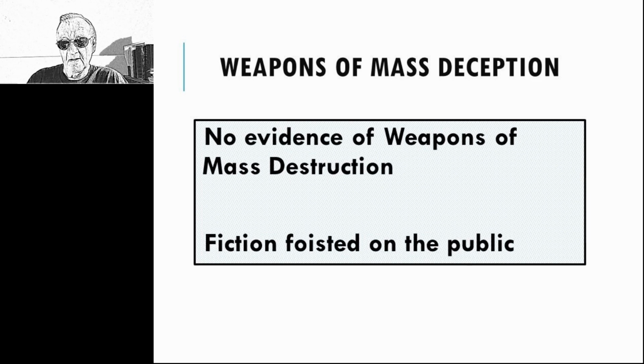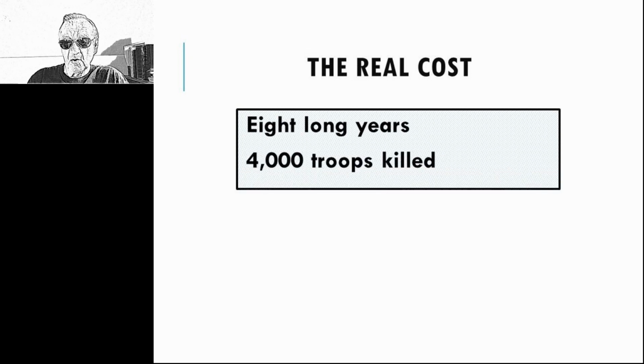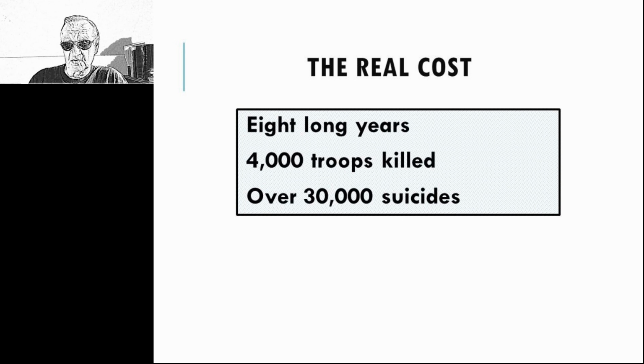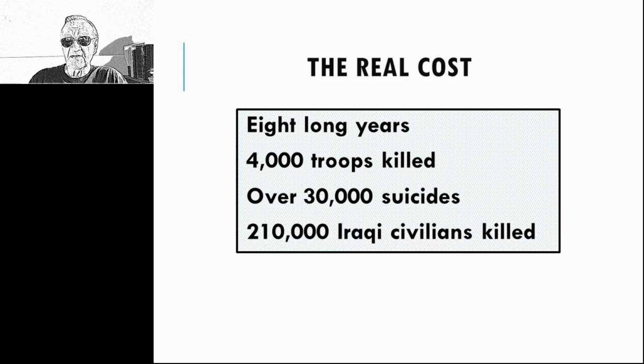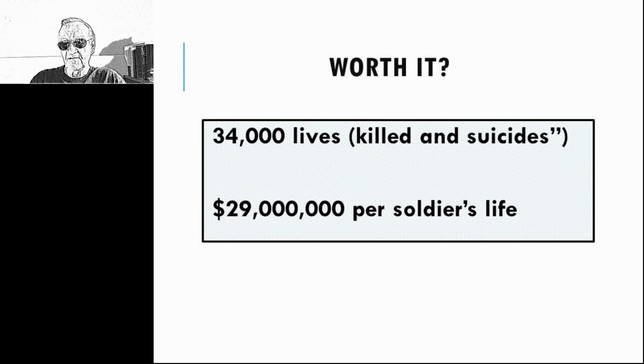So, send in the troops anyway. Then what? 8 years go by. More than 4,000 troops killed. Over 30,000 suicides among those troops. At least 210,000 Iraqi civilians were killed, and that was an estimate. The total cost was $1.1 trillion. That's a lot of zeros to look at. And that's quite a significant cost for an 8-year war. If you spread that cost over 34,000 U.S. lives, 4,000 killed and 30,000 suicides, that works out to a cost of $29 billion per soldier's life.